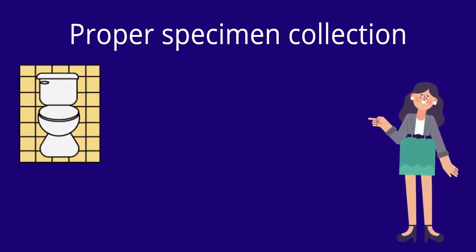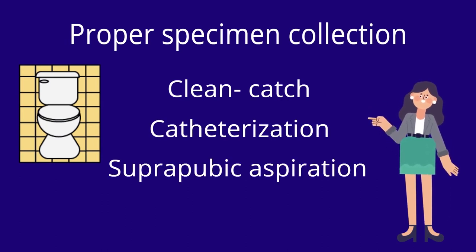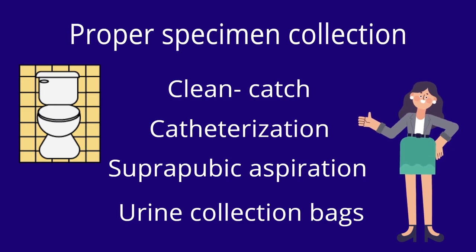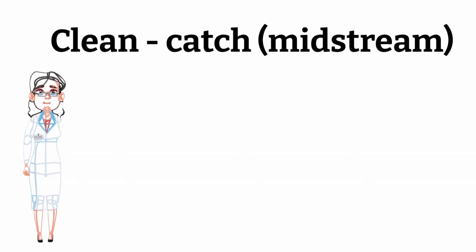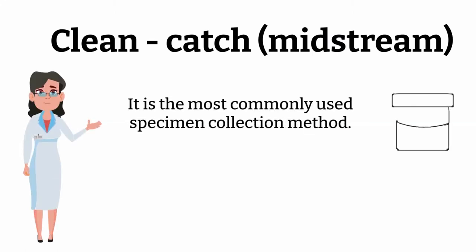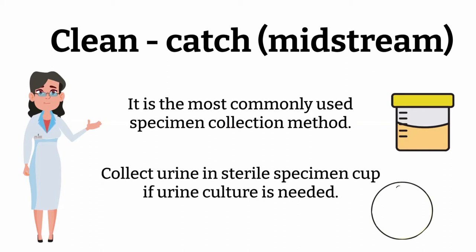Urine specimens are not hard to obtain, but there are several methods available if needed, such as clean catch, catheterization, suprapubic aspiration, and urine collection bag. Clean catch or midstream is the most commonly used specimen collection method, and it is the easiest way. If the urine specimen is to be used for culture, it should be collected in a sterile cup. It is almost always done in a sterile cup anyway, just in case a urine culture is necessary after urine analysis. What is the proper way to collect a clean catch or midstream specimen?